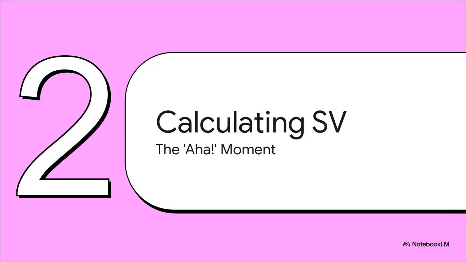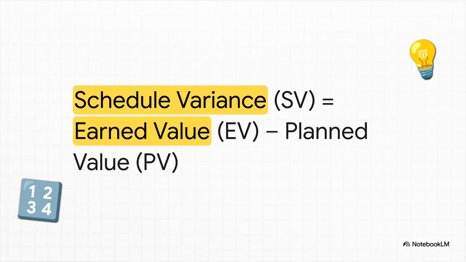Right, so we have these two key ideas: planned value and earned value. Now we can finally put them together and unlock the meaning of schedule variance. This is the big aha moment. And the formula itself is actually beautifully simple. You just take the value of the work you've actually done, that's your earned value, and you subtract the value of the work you were supposed to do, your planned value. That's it. EV minus PV.